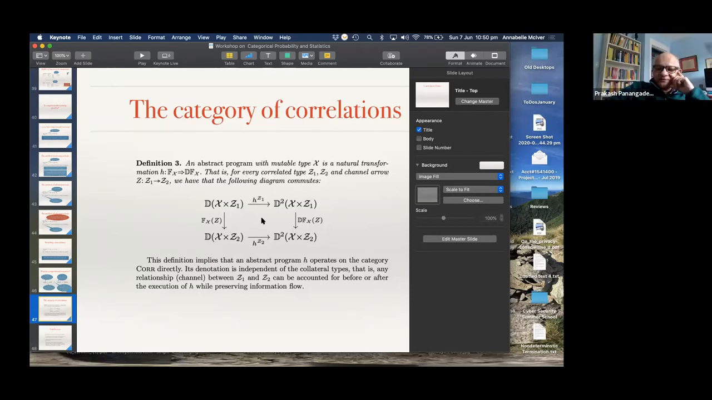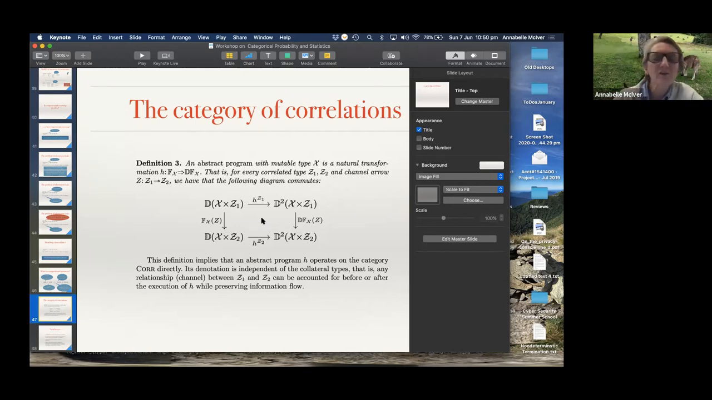So Alex Simpson has a question. Go ahead, Alex. Thank you for the very interesting talk. I didn't quite understand your answer to Prakash's question, because I had a more basic question along the same lines, which was: would you mind repeating a little bit more slowly the definition of the category of correlations? Yes.